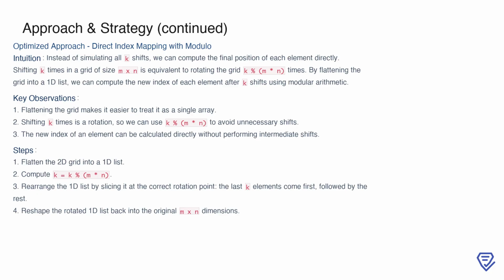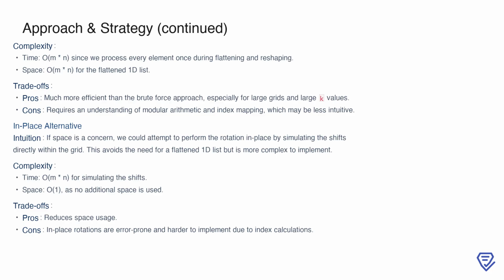This approach is not only more efficient but also avoids redundant operations, making it well suited for larger grids and values of k. When analyzing the complexity of this optimized approach, the time complexity is O(m*n), as we process every element once during the flattening and reshaping steps. The space complexity is also O(m*n), which is needed to store the flattened 1D list. Compared to the brute force method, this approach is significantly more efficient, particularly for large inputs.